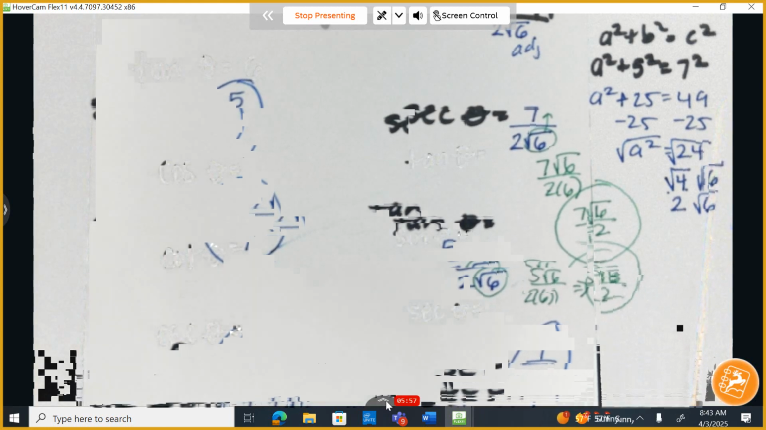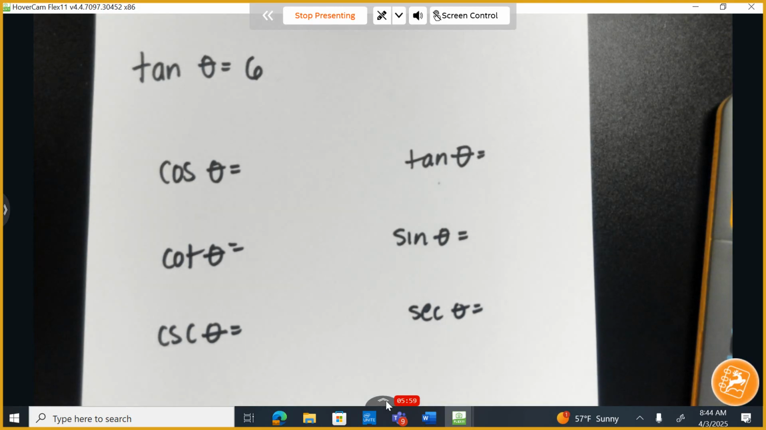So all we know is we know the tangent of an angle is equal to 6. That's all we know. And we're going to use the Pythagorean theorem to determine what is the third side. And you may be going like, I don't know what she's talking about right now. And then we're going to find and identify all the 6 trigonometric functions.